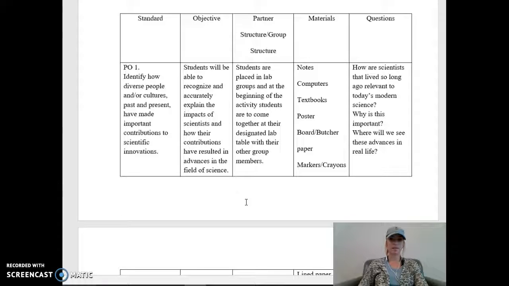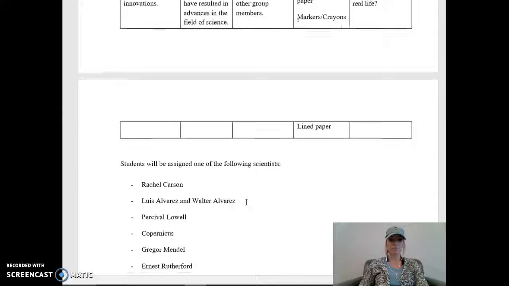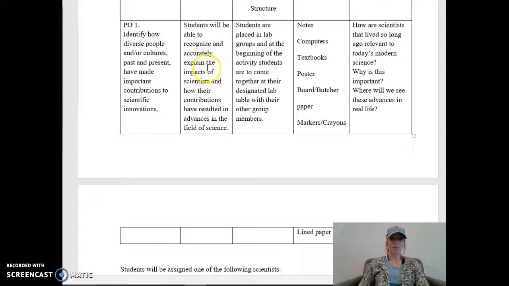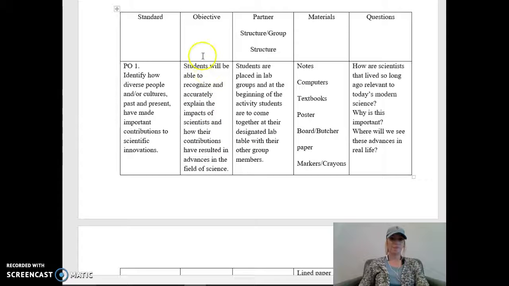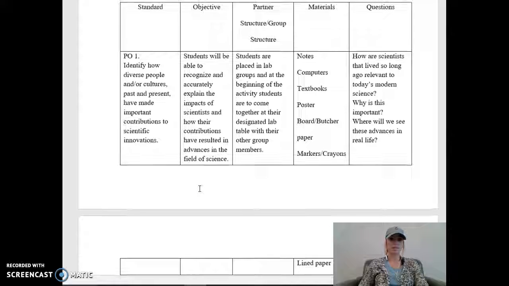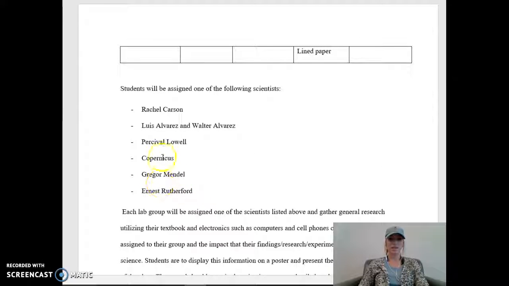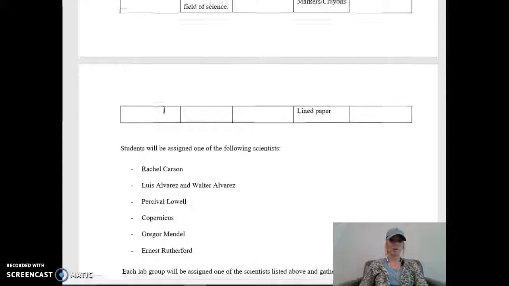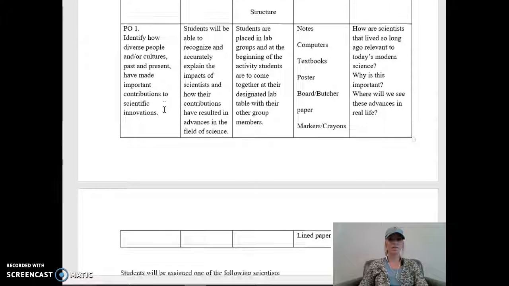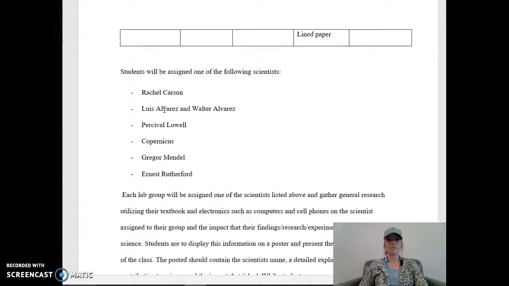So some questions, going back to the questions part, that some students may have may be, how are scientists that lived so long ago relevant to today's modern science? So this kind of correlates with the objective, and that the point of the whole activity is for students to understand how the contributions that these scientists had and how those contributions impacted the field of science. So these scientists lived a long time ago, and even though their contributions and experiments may have been done many, many years ago, it's still relevant to today.